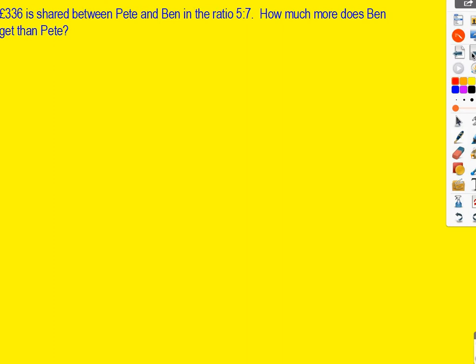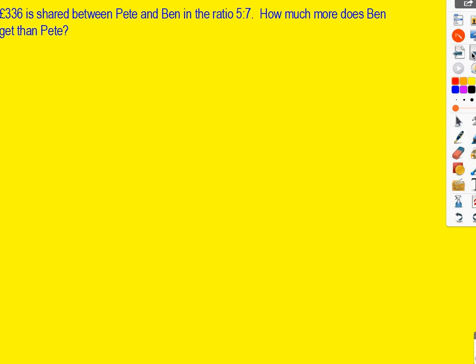Now this next question here isn't asking us to share some money in a ratio only, it's given us names. So the order the names appear in the question is the order that applies to the ratio. What I mean by that, it's saying £336 is shared between Pete and Ben in the ratio of 5 to 7. How much more does Ben get than Pete? So we need to find out how much Ben and Pete are going to receive, and then we can see how much more Ben's going to have.